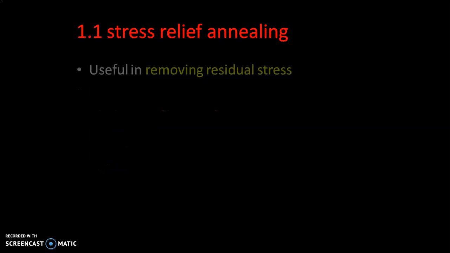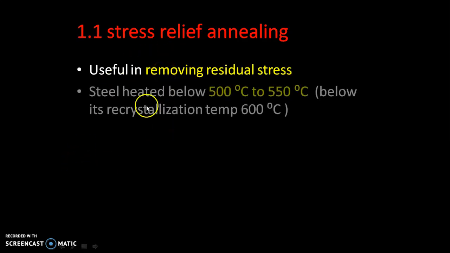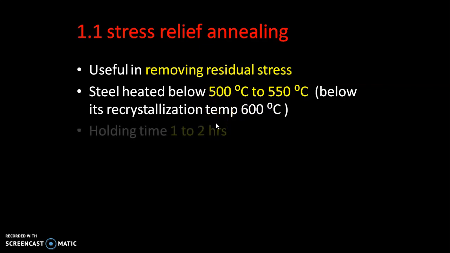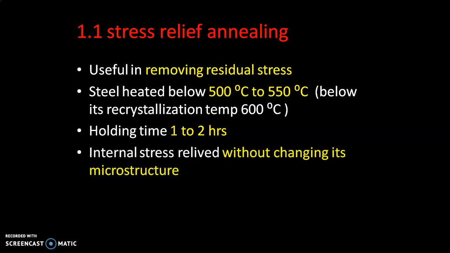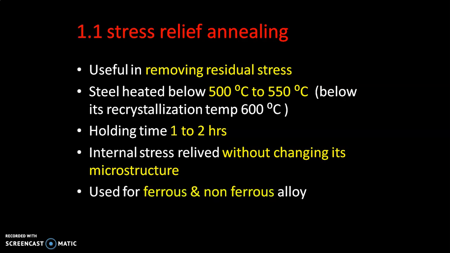First one, stress relief annealing. It is used for removing the residual stresses in metals. The steel is heated to 500 to 550 degrees Celsius, below the recrystallization temperature, at the rate of 600 degrees Celsius. The holding time of stress relief annealing is 1 to 2 hours. The internal stress is relieved without changing its microstructure. This is the main purpose of stress relief annealing. It is used for ferrous and non-ferrous alloys.